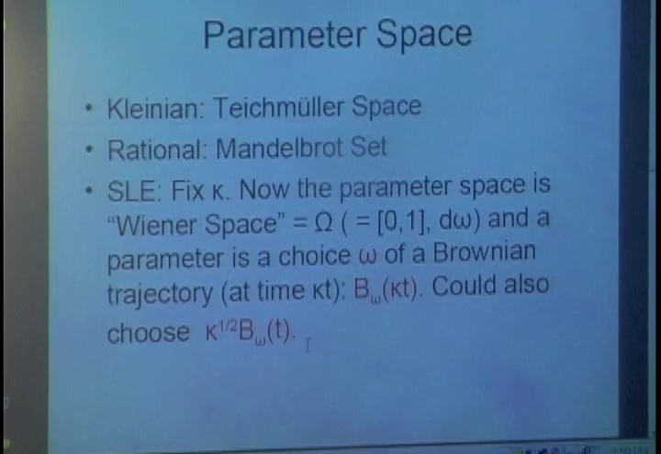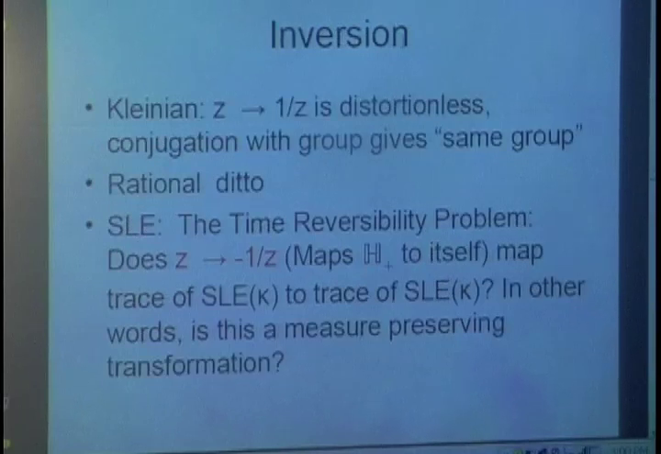Now, the role of kappa is we don't evaluate the trajectory at time t, but at time kappa t. This is the same up to a measure preserving transformation as putting a factor of kappa to the 1/2 in front of the Brownian motion. There's just no difference from a measure theoretic point of view. So there's our parameter space, but I want to show you later that a natural way to view it, as is usually done in Brownian motion, is to view the unit interval as a countable product of unit intervals. Okay, so let me give you some more entries in the dictionary.